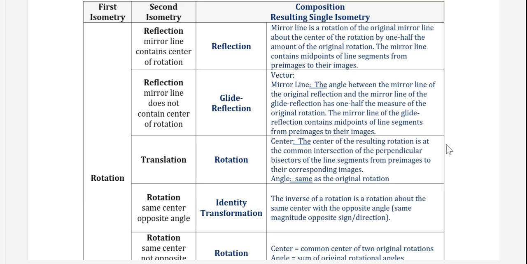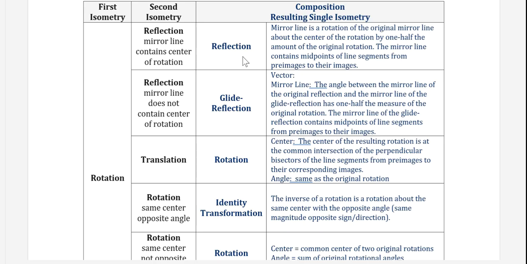If you do a rotation first, and then you do a reflection second, where the mirror line contains the center of the rotation, you end up with a reflection. The mirror line will be the rotation of the original mirror line about the center of the rotation by 1/2 the amount of the original rotation. The mirror line contains midpoints of line segments from pre-image to their images.